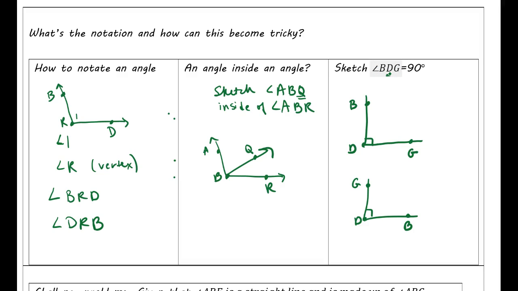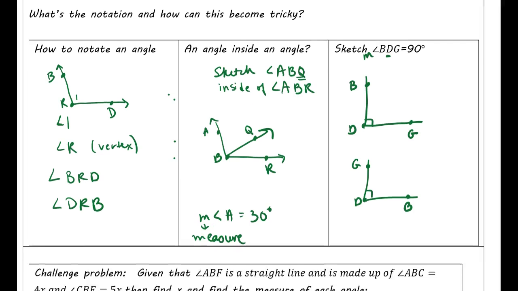So now that we've talked about labeling angles, oh, by the way, one more thing. You might see a little M in front of the angle, so it might say, here, the measure of angle BDG is 90. That's all that it is. The measure of angle A is 30 degrees. It stands for measure. Sometimes I've seen it, sometimes I don't. It depends on the teacher. But just in case you see it, that means measure.